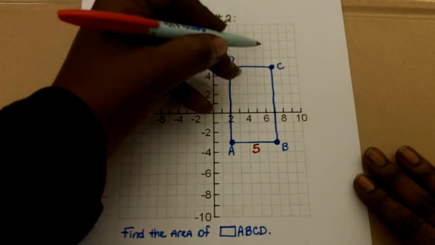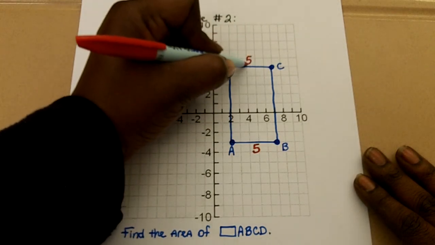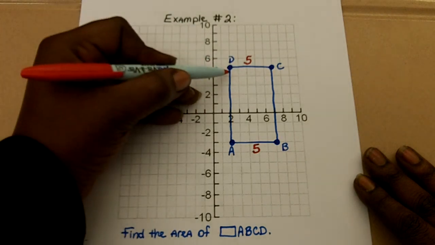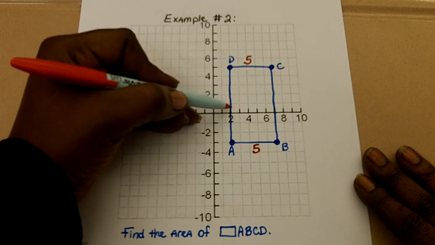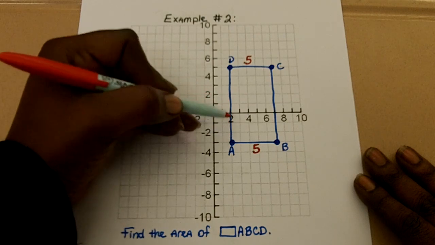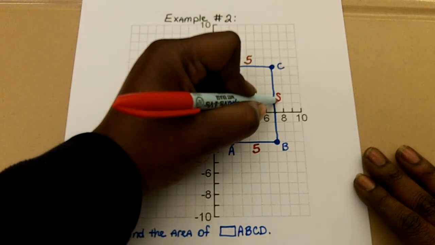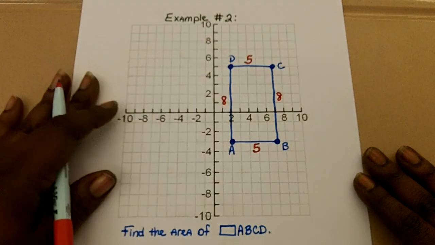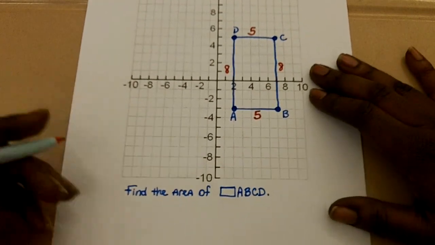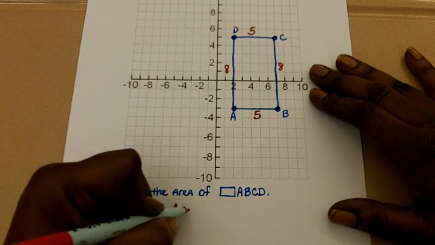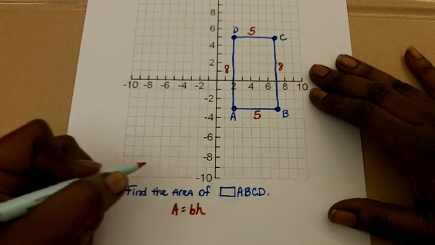Since the base is 5, it's safe to say, since this is a rectangle, the opposite side is also 5. Now the height, 1, 2, 3, 4, 5, 6, 7, 8 units long. And remember, opposite sides are congruent in a rectangle. So it seems like I have my dimensions. Now I just need to remember that in order to find the area of a rectangle, you're going to do the base times the height.